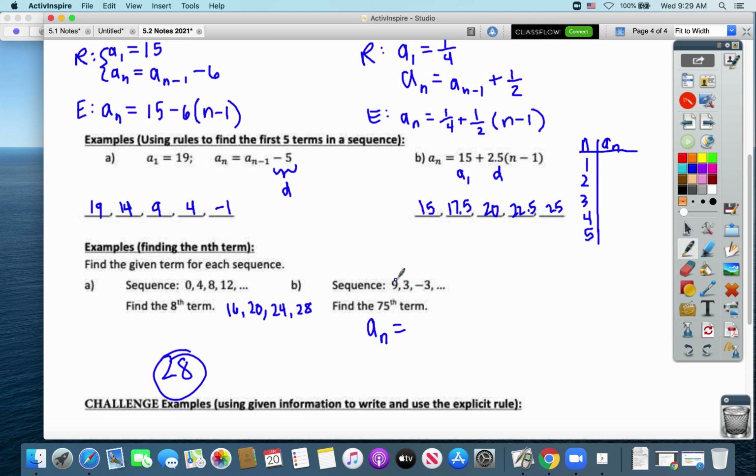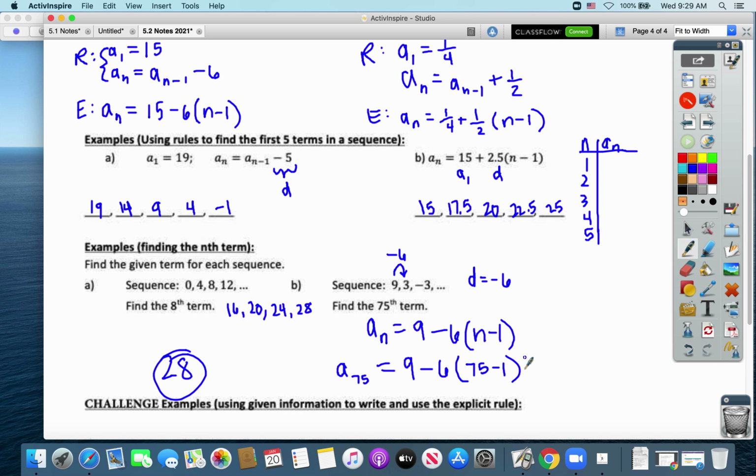So our first term is 9. The common difference on this one, we are subtracting 6 each time. So D equals -6. So we would write -6 times n minus 1. So there's our explicit rule. Now we're going to use it to find the 75th term. So we are looking for a sub 75, the 75th term. To find that, we use this rule and plug in 75 for n.